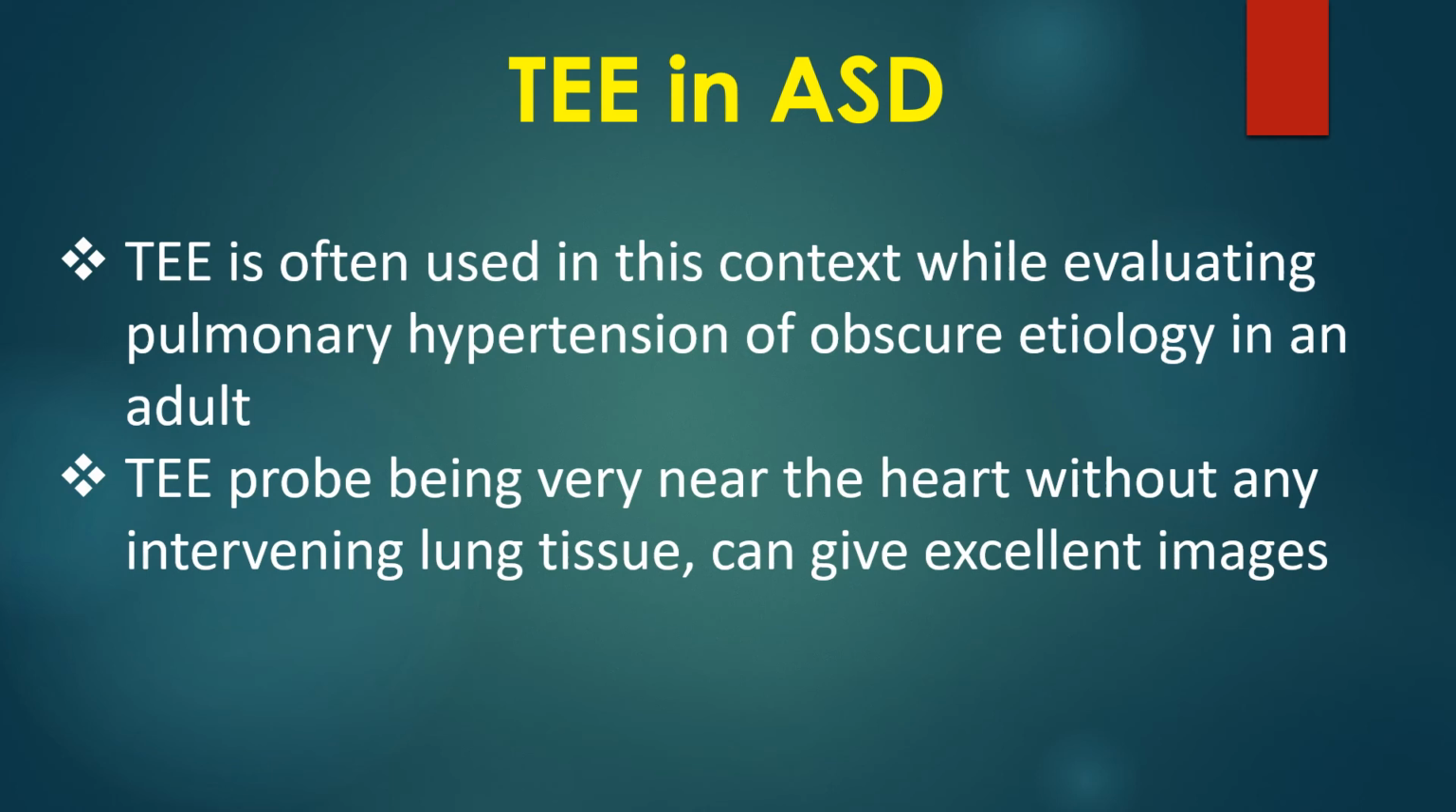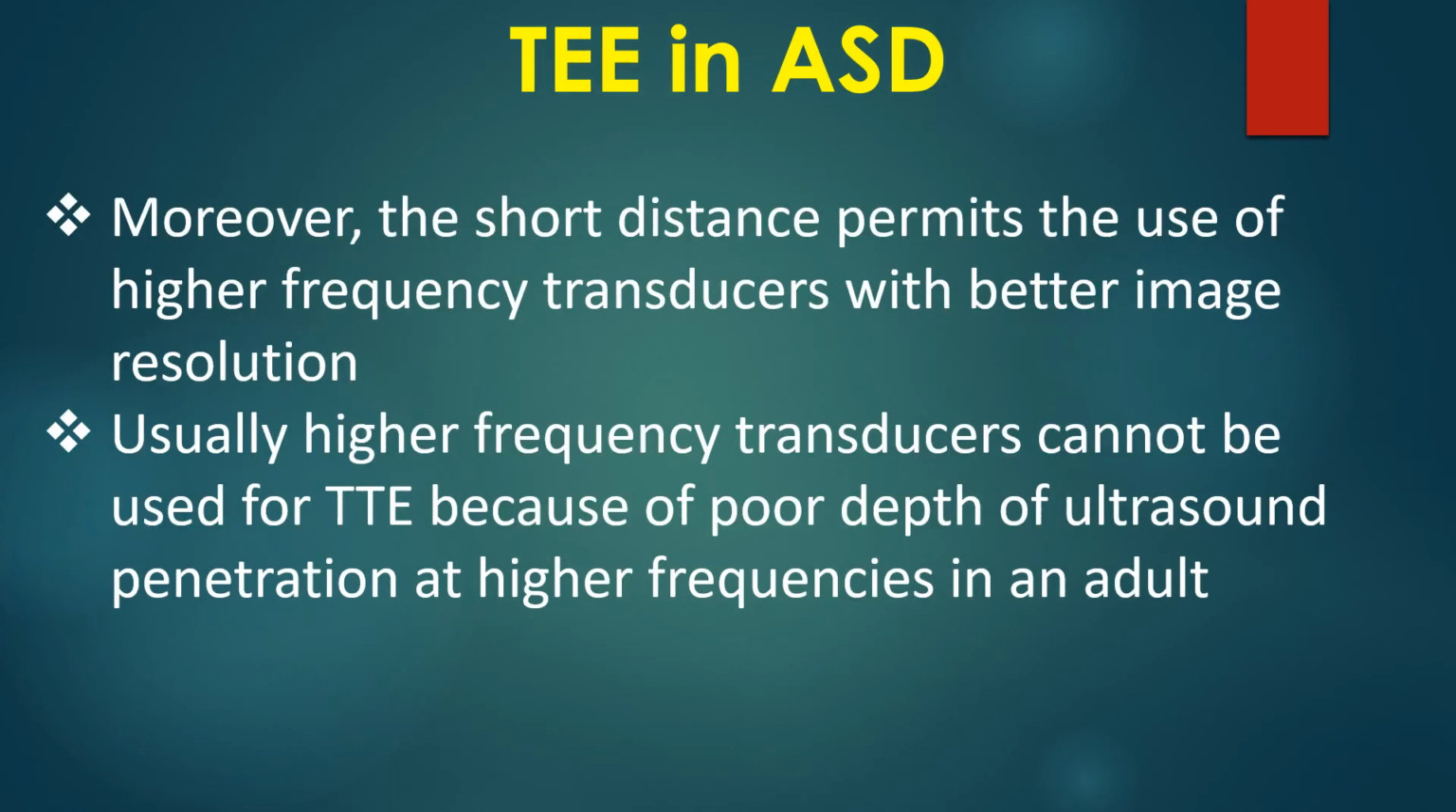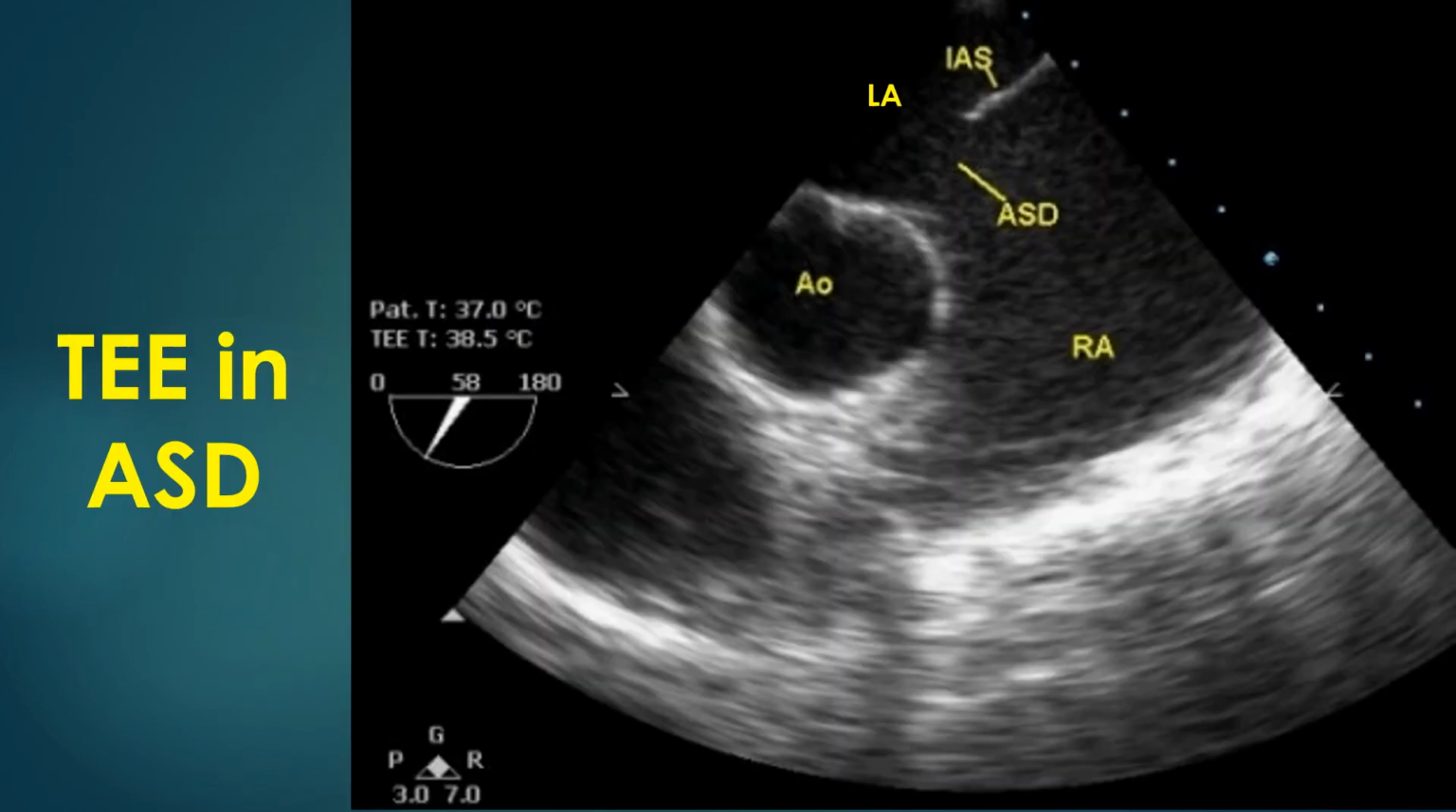TEE probe being very near the heart without any intervening lung tissue can give excellent images. Moreover, the short distance permits the use of higher frequency transducers with better image resolution. Usually, higher frequency transducers cannot be used for transthoracic echo because of poor depth of ultrasound penetration at higher frequencies in an adult. ASD seen on transesophageal echo.